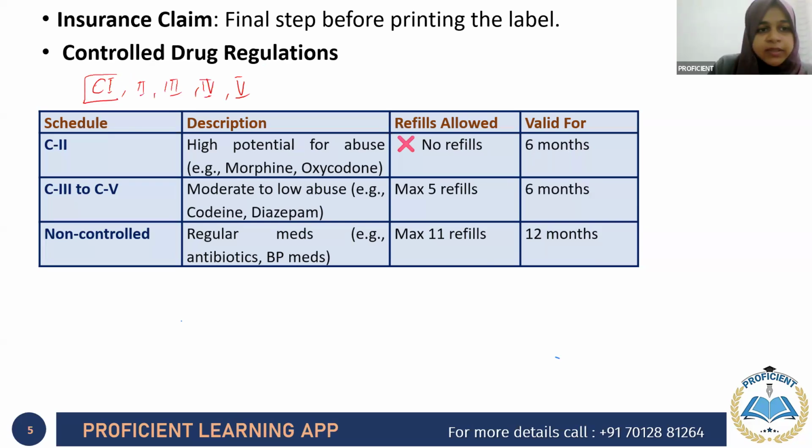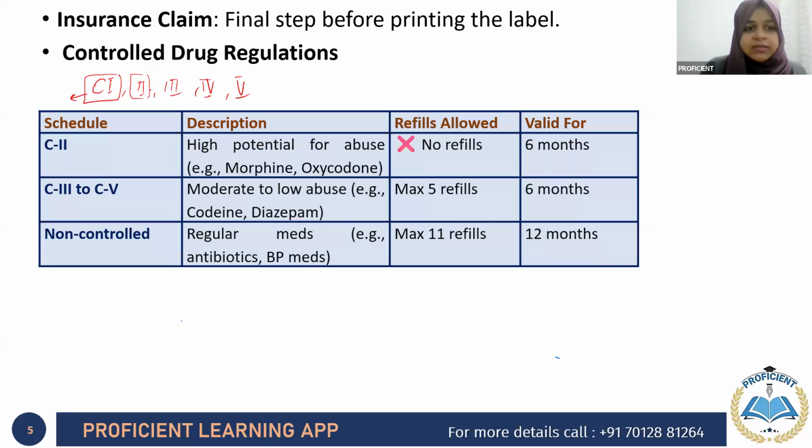So schedule one is highly abusive in nature, so we don't use it clinically. You have drugs like diacetyl morphine, heroin, and MDMA. They are not used clinically, but they have high abuse potential. Such drugs come in control one, the first schedule. They are not imported, not exported, not prescribed. So we don't have refills or validity for them. That's why we don't have it.